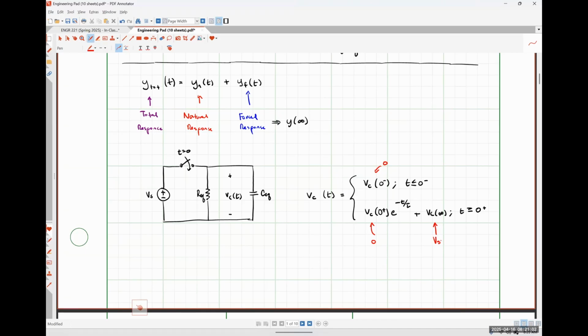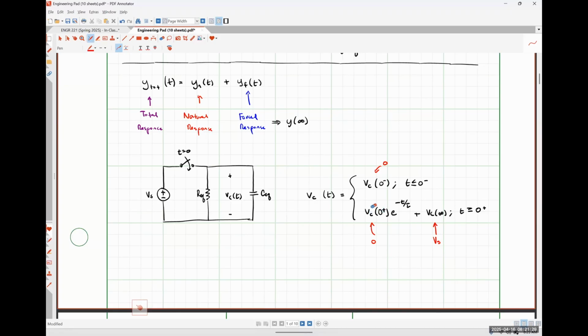So if I evaluate this bottom expression at t equal to 0, I wind up getting 0 plus Vs. Well, 0 plus Vs is not equal to the value that we had at 0 minus. So our capacitor voltage appears to have a discontinuity in it. In order to fix that, I'm going to mess with that initial condition term a little bit here.